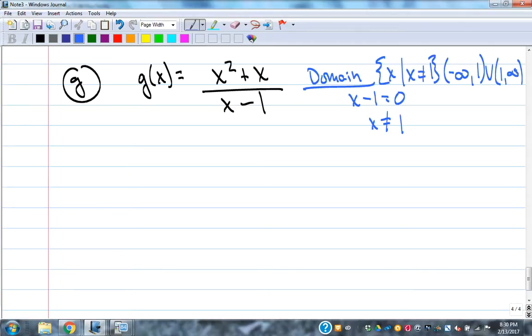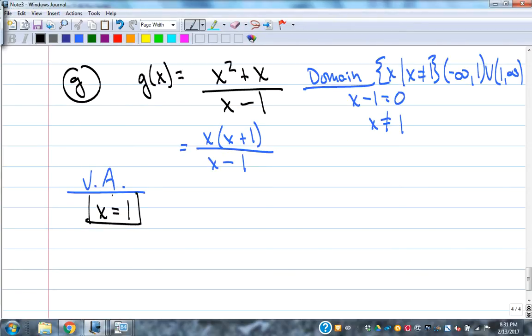Now, I look at the numerator, and I see it could factor. It's x times x plus 1, but is it going to cancel? No. I look for that before I go to vertical asymptotes to see if I could simplify. I couldn't. The last one didn't have any chance of simplifying either, so we didn't even really look at the factoring. So the vertical asymptote, which I'm going to abbreviate VA, would be x equals 1. Be careful that it's an equation, x equals something, to be a vertical asymptote.